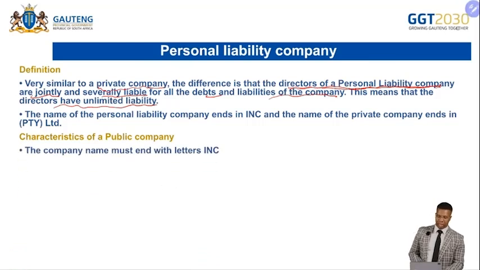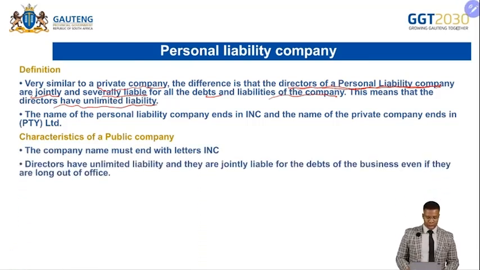However, what are the characteristics? The company name ends with Inc, and then directors have unlimited liability, and they are jointly liable for the debts of the business, even if they are no longer at the office, because they contributed towards the decision that led to the company being bankrupt or to the company being liquidated.